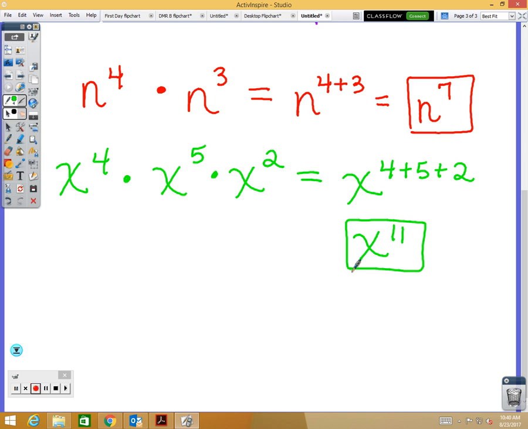Now, honestly, every book that I've ever seen usually starts out your powers where your base is a number, but that seems to make people more confused. That's why I started out with our base as a variable, because I think it makes it a little bit easier. But I'm getting ready to do some examples where our base is going to be a number.